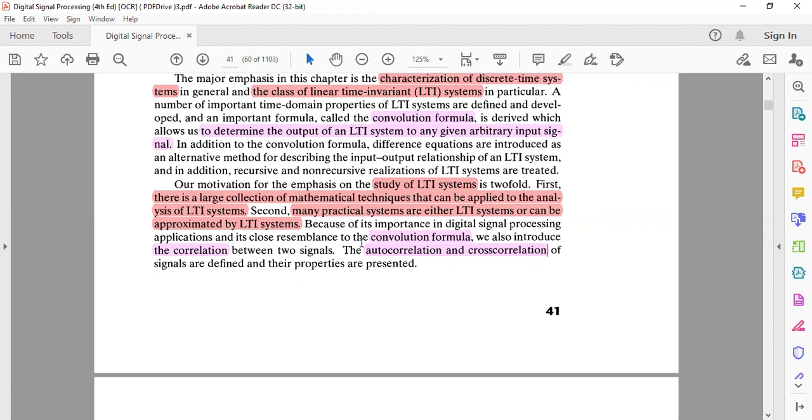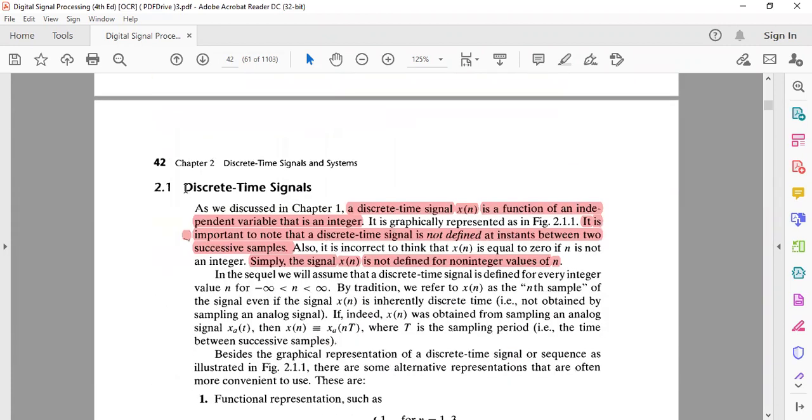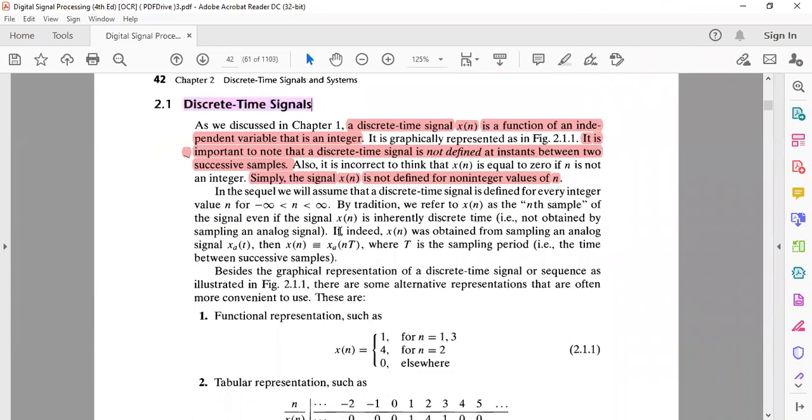Okay? So we'll start with the discrete time signal. We want to define the discrete time signal. We're saying that a discrete time signal, x[n], is a function of an independent variable that is an integer. This n is the independent variable.